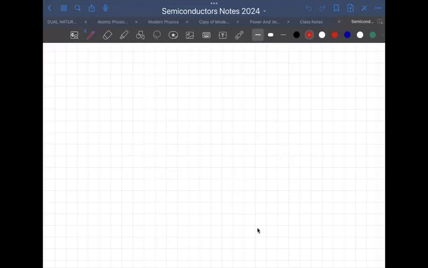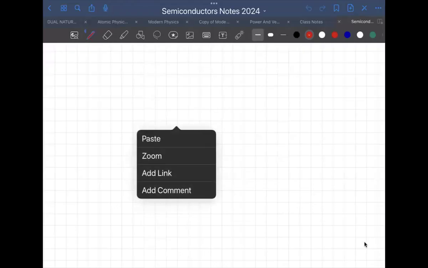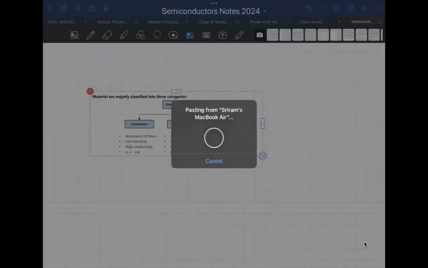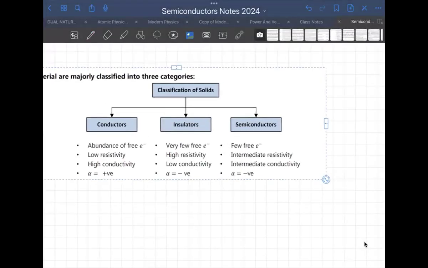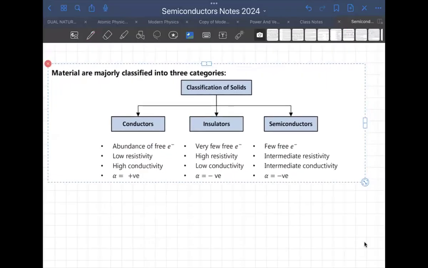Our major entry into this chapter starts with the classification of materials. What exactly does the classification stand for? I think you can see here, where I am sharing the screen.